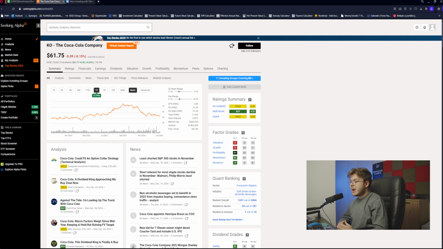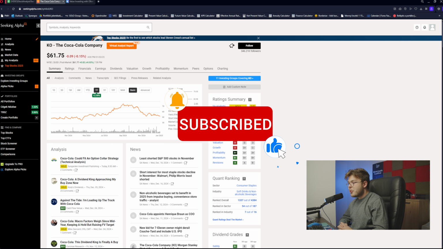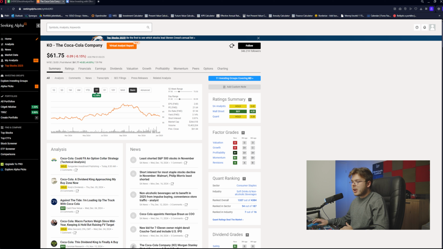So if you haven't heard about Coca-Cola, they do a lot of things in the world, but obviously you know primarily them because of the beverage. And the company has been paying out dividends an incredibly long time, a very reliable dividend grower, and their dividend yield is about 3%, as you can see.